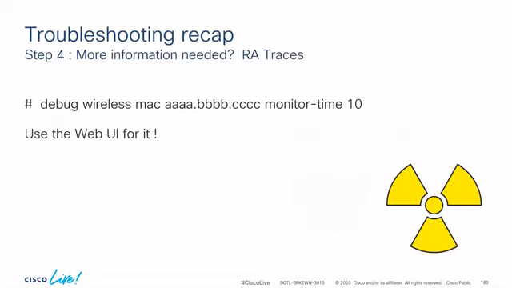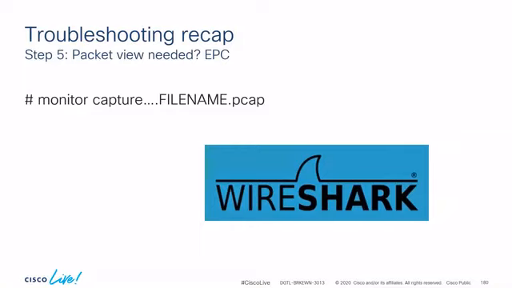If you need more information for a given client, then use the debug wireless mac macro and run the radioactive trace. In addition, you can simply use the web UI for it. Another important data point to collect would be the monitor capture commands, which is the Wireshark, which gives you a full view of the packets entering and leaving the box.